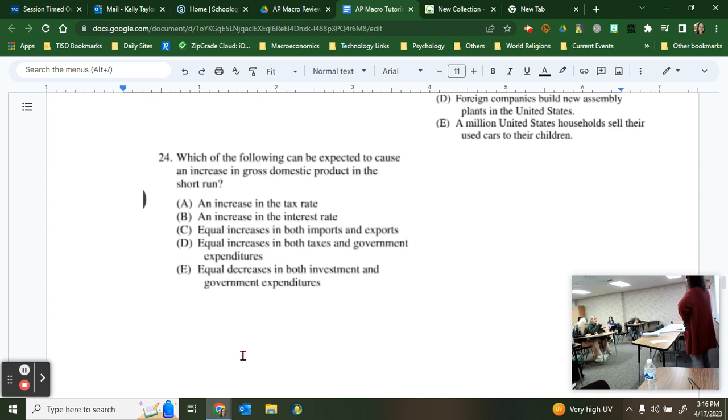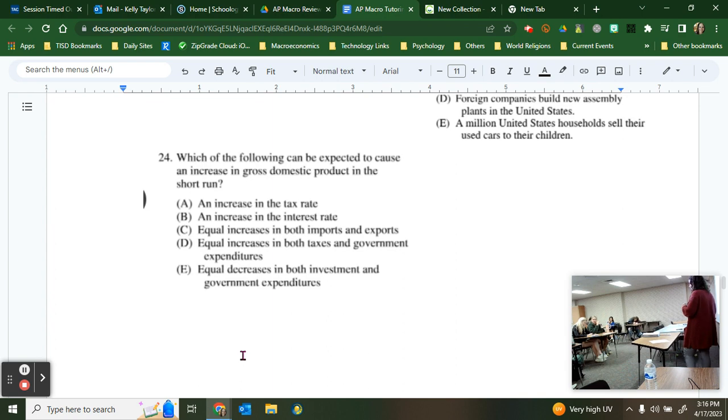What about C? Doesn't do anything. Keeps it the same. They cancel each other out. If you raise imports and exports by the same amount, that doesn't do anything to net exports, and so aggregate demand stays the same. But between D and E, E also doesn't do anything because it cancels out. Investment spending and government spending are both spending, and so they're going to cancel each other out. But D will not cancel out completely.